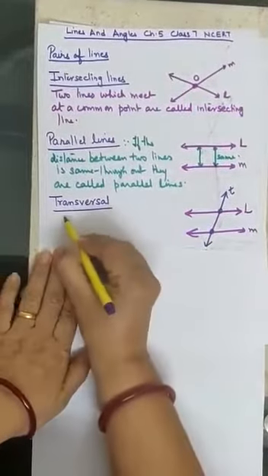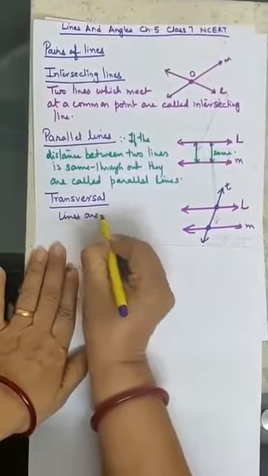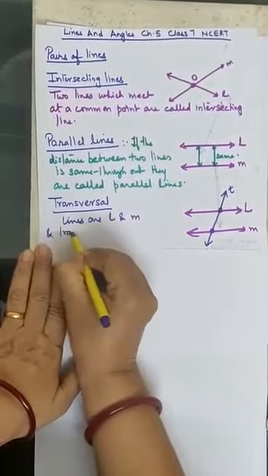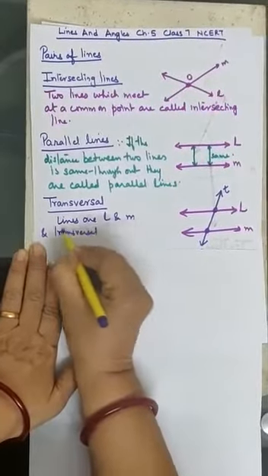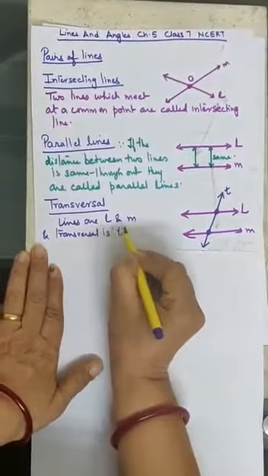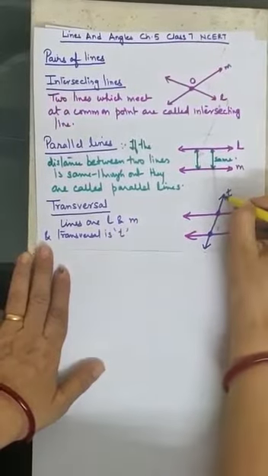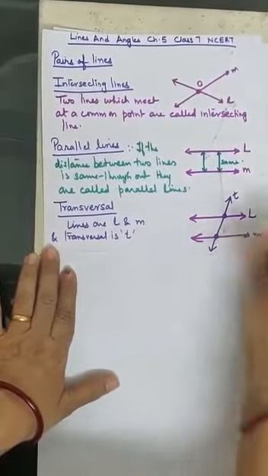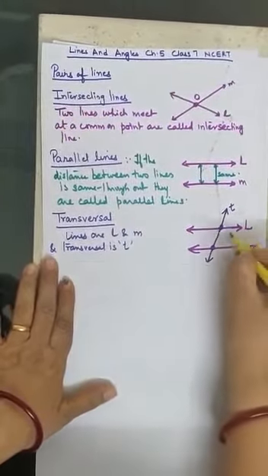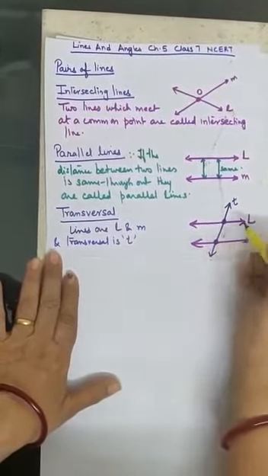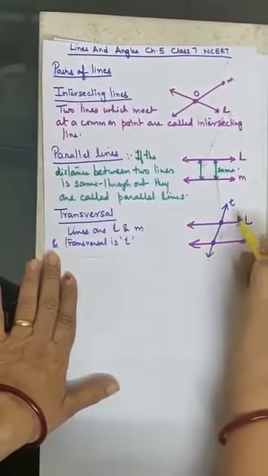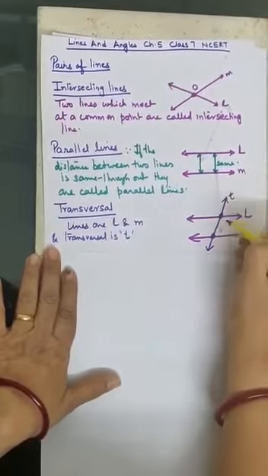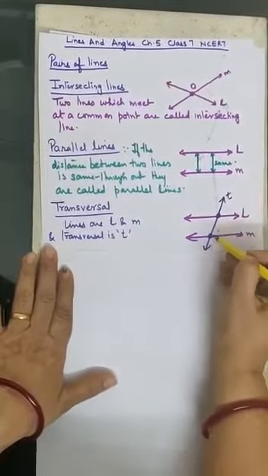In this figure, lines are L and M and transversal is T. You must remember that this is the transversal, means two lines are there, so there must be 2 points of intersection. If we have 3 lines, then 3 points of intersection must be there. So if L and M are cut by a third line, this line is transversal if it intersects these two lines at these 2 points.